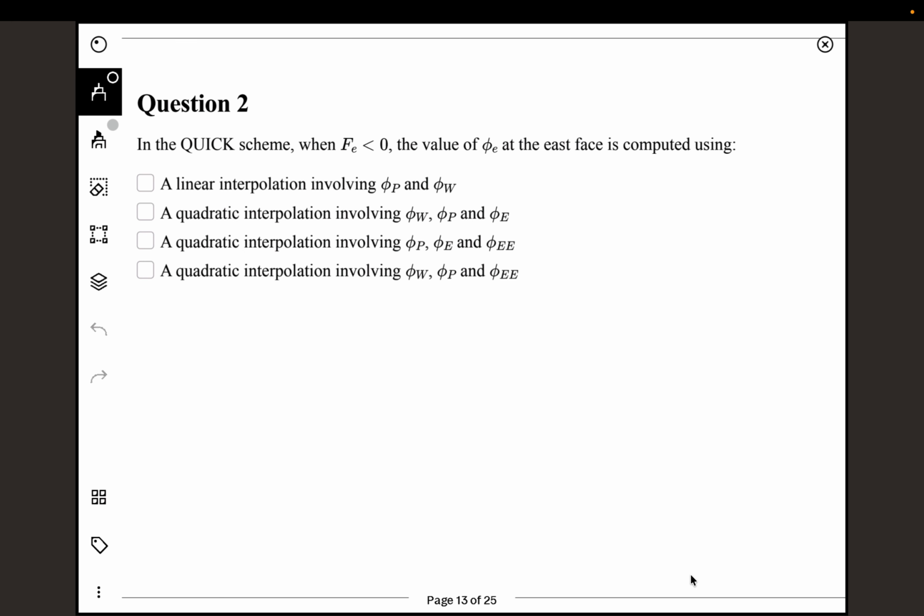In a QUICK scheme, when Fe is negative, the value of phi at the east face is computed using... To answer this kind of question, you can simply draw a grid, and then it becomes easy to understand. So this is my P, this is my east, west. It also has an east east in the option, so I'll draw east east. What it says is F is negative at this east face, so flow is in this direction. So if flow is in this direction, then I have to use the value at capital E.